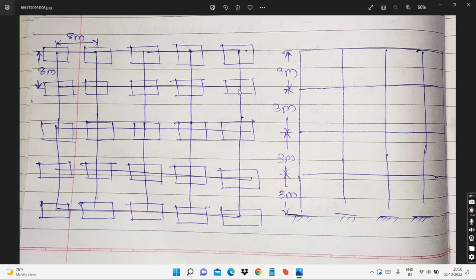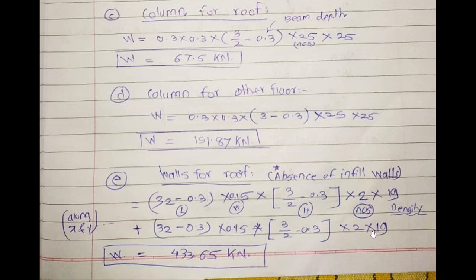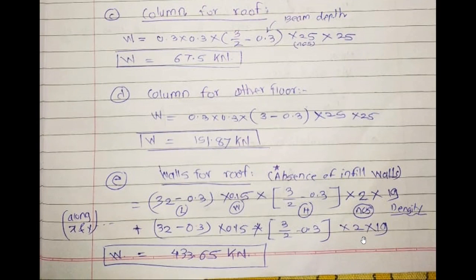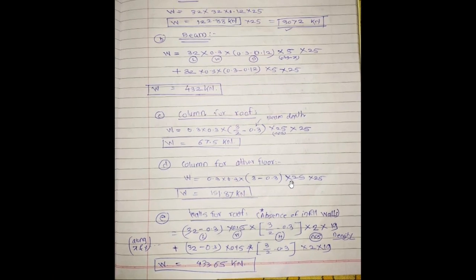Infill walls are absent. That means if we see the entire structure, and consider only the roof in x direction, there are only two walls, here one and here two, along x direction. Similarly it will be along y direction, one and two, so that the overall calculation will remain the same along x direction and along y direction also. Let's see the next step.